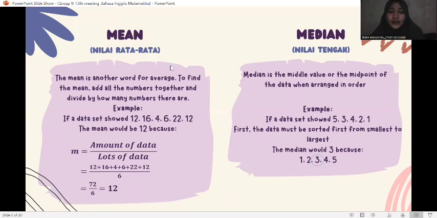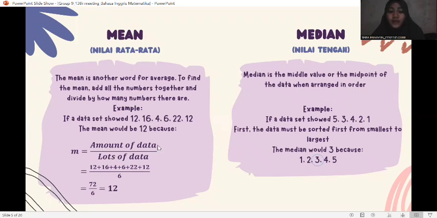Mean, or nilai rata-rata. The mean is another word for the average. To find the mean, add all the numbers together and divide by how many numbers there are. Example, if a data set showed 12, 16, 4, 6, 22, 12, the mean would be 12 because the formula is M equals amount of data divided by lots of data.